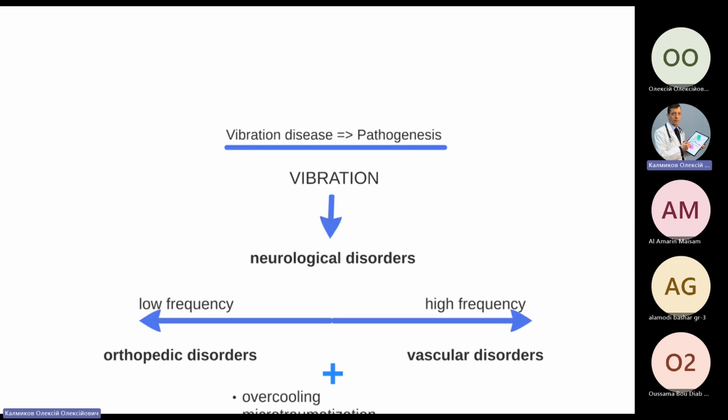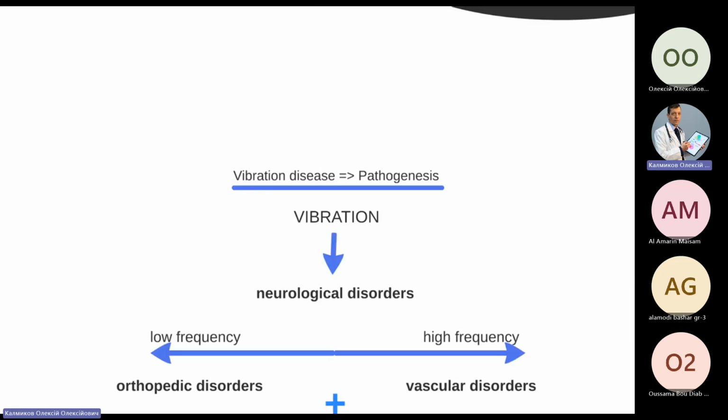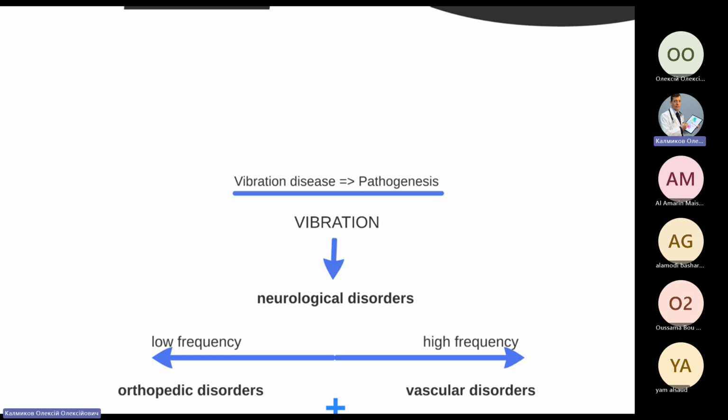Okay, so in terms of main disorders, neurological changes in case of vibrational disease are present always, while the second obligatory one is affection of the vascular sphere or vessels, and optional is orthopedic disorders.